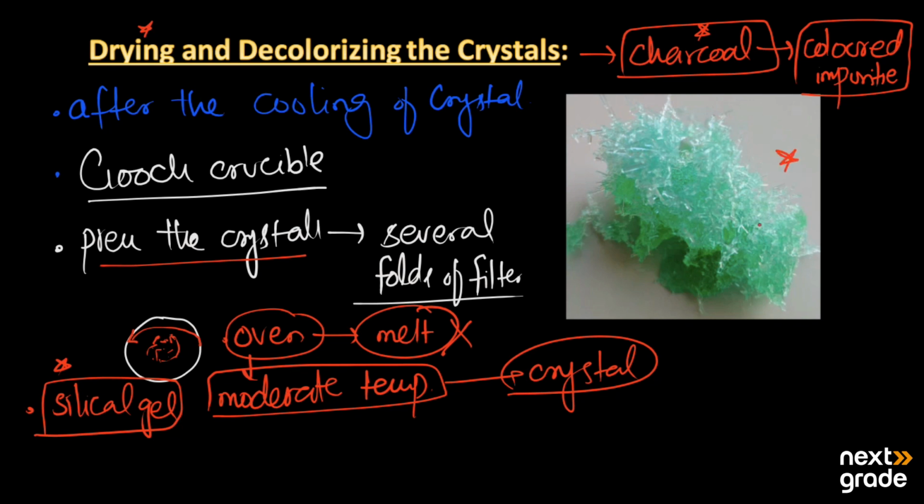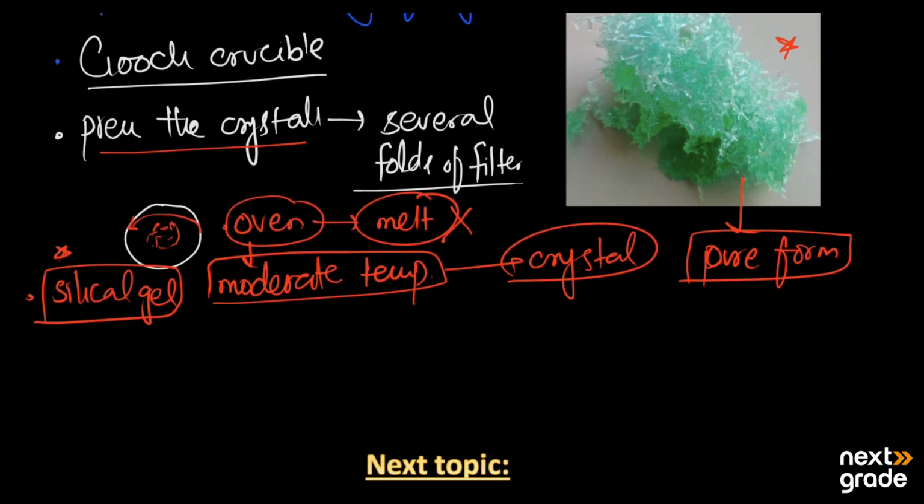At the end, we gain the crystals in this picture in pure form. Now these crystals are almost 99.9% pure, and we have removed all the impurities by the process of crystallization. So this is all about the process of crystallization.